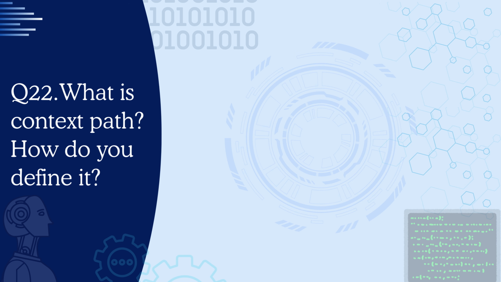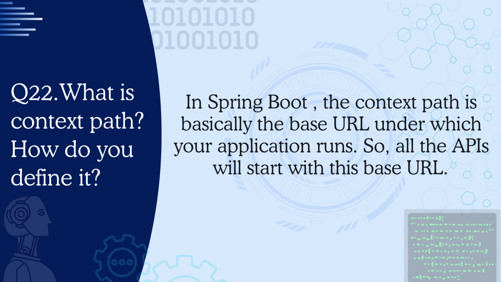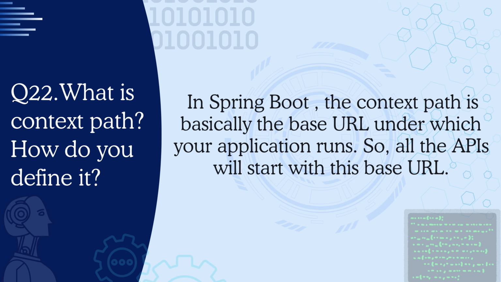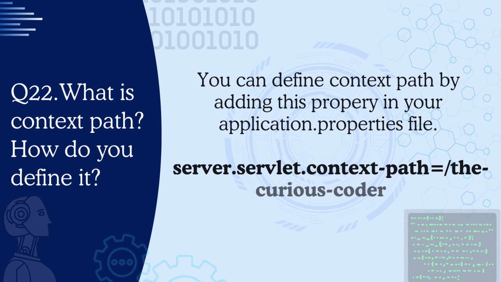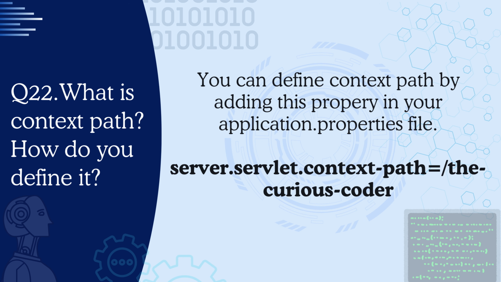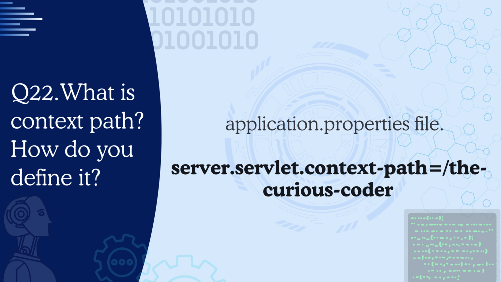Question 22. What is context path? How do you define it? In Spring Boot, the context path is basically the base URL under which your application runs. So all the APIs will start with this base URL. You can define context path by adding this property in your application.properties file.